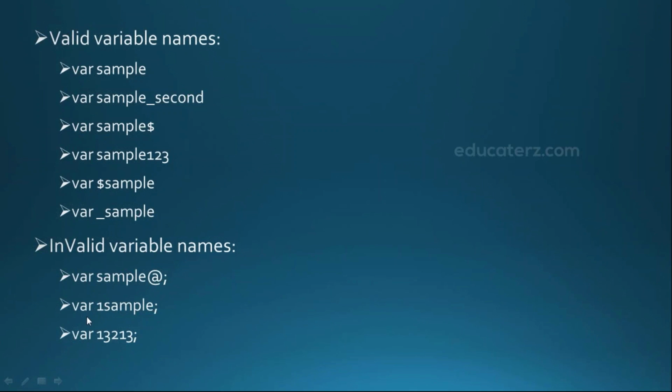In the second example, I started the variable name with a number, which is not allowed in JavaScript. And the third one, I declared the variable name completely in numbers, which is also invalid in JavaScript. So these are all the valid and invalid variable names in JavaScript.